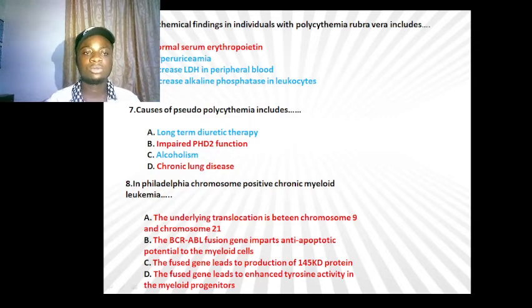So it's true. So C, increased LDH in peripheral blood. LDH is ubiquitous. When there is a malignant condition in this nature, it will be there, so it will increase. D, increased alkaline phosphatase in the leukocyte, okay, so it's true. LAP will increase. So take note of that.